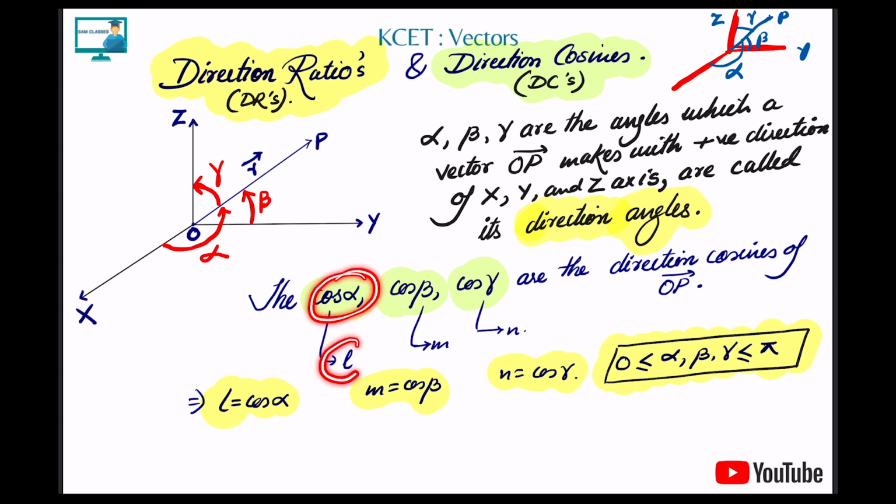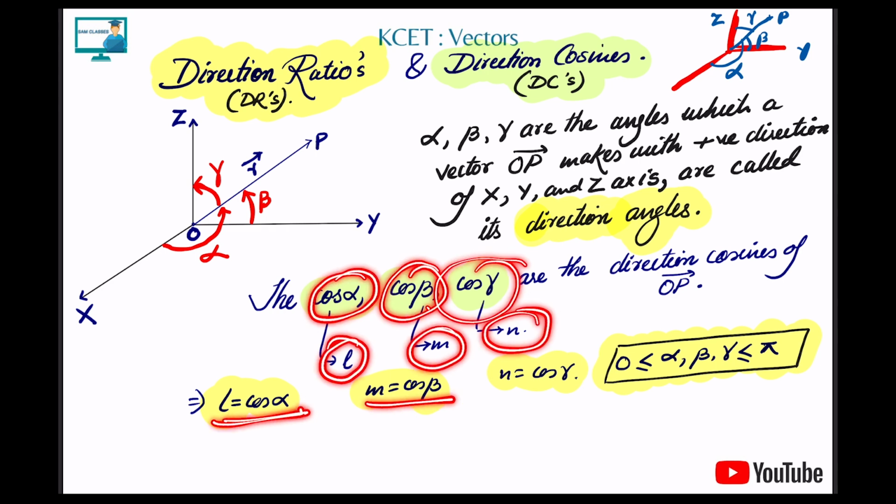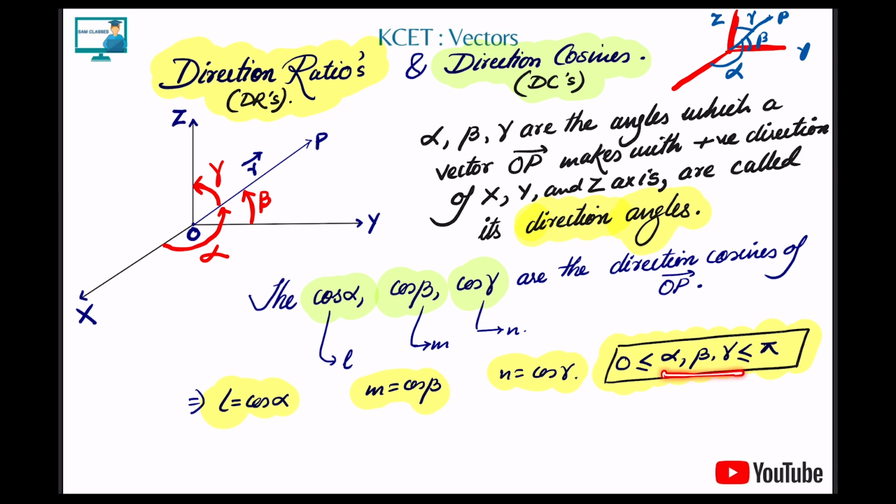Cos alpha is denoted by L, cos beta is given by M, and cos gamma is given by N. So L is equal to cos alpha, M is equal to cos beta, and N is equal to cos gamma. These angles alpha, beta, gamma range from 0 to 180 degrees. Very simple. Whenever we have a vector, it makes some angle, let's say alpha with the x-axis, beta with the y-axis, and gamma with the z-axis. The cosines of these angles are the direction cosines.